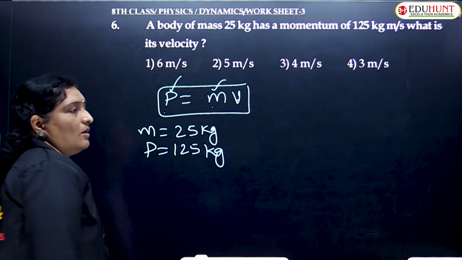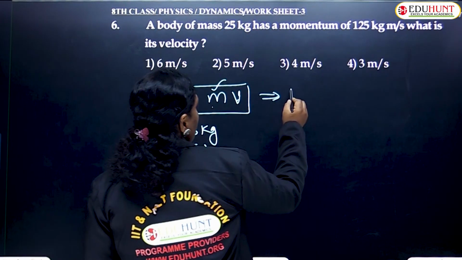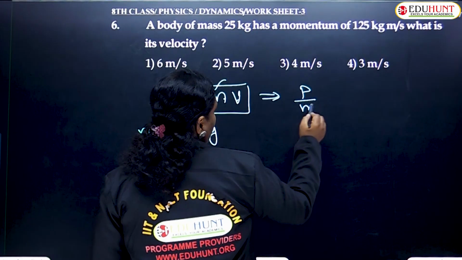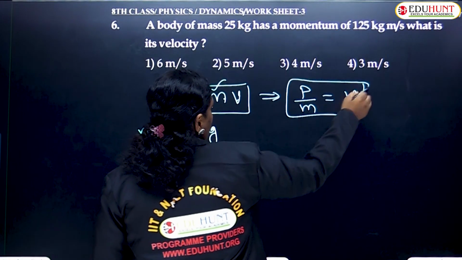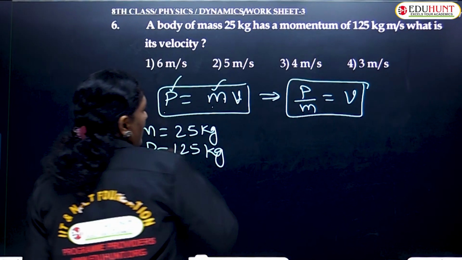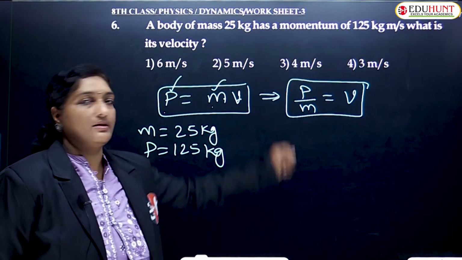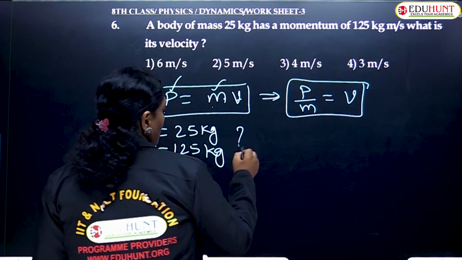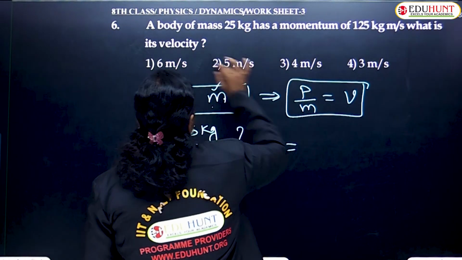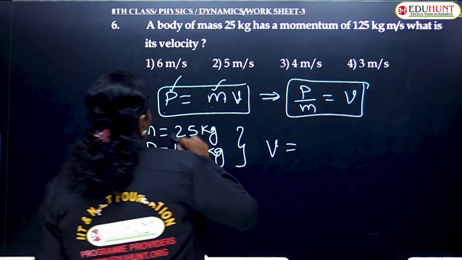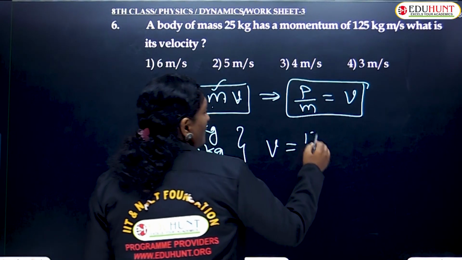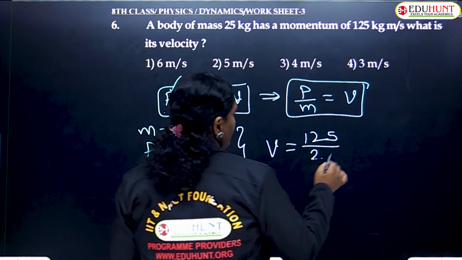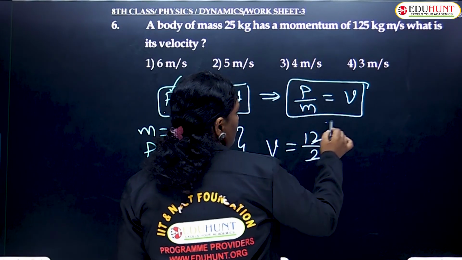What are you asked to find out? Velocity. So in order to find the velocity, we have to bring the mass to the other side. Then P by M will be equal to V. To find the velocity, bring the mass to the other side, then that will go to the denominator. So V is equal to P by M. After substituting, velocity is nothing but momentum. What is the momentum value? P equals 125 upon how much mass was given, children? 25 kg. Okay, so 25 5s are 125.